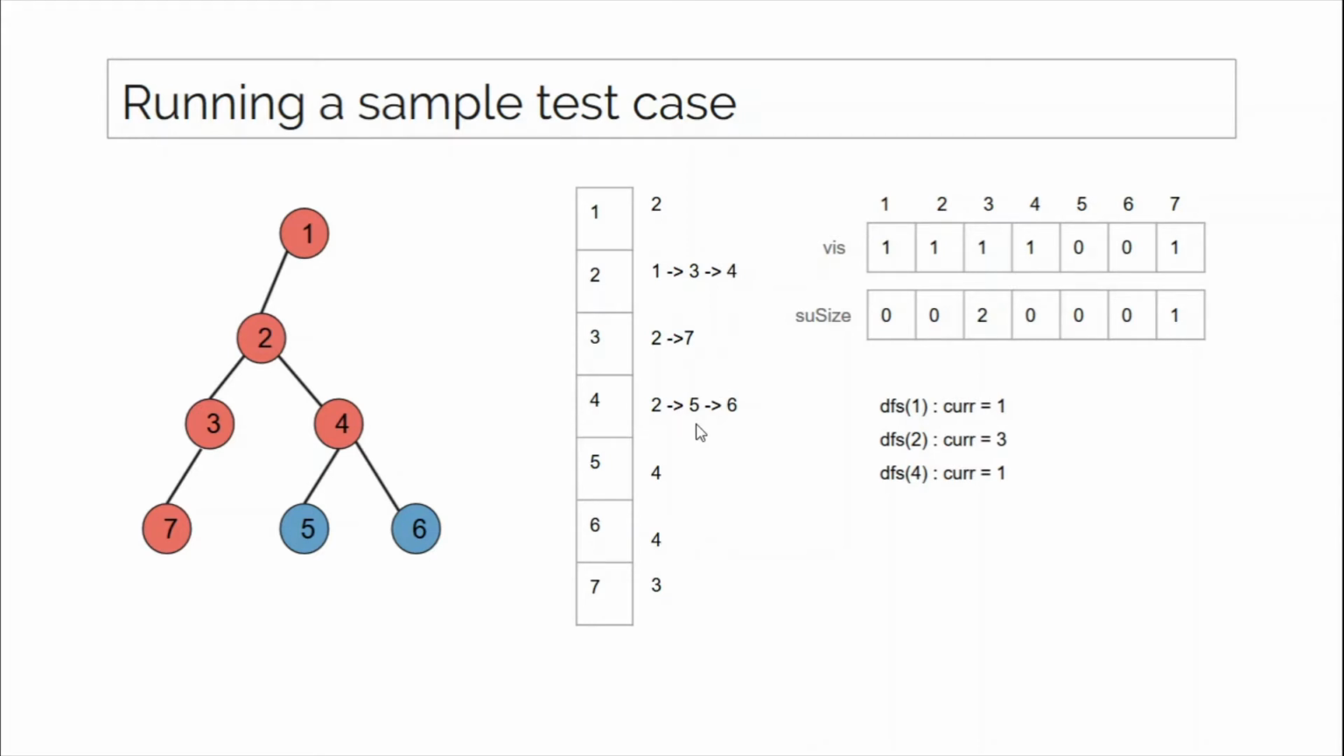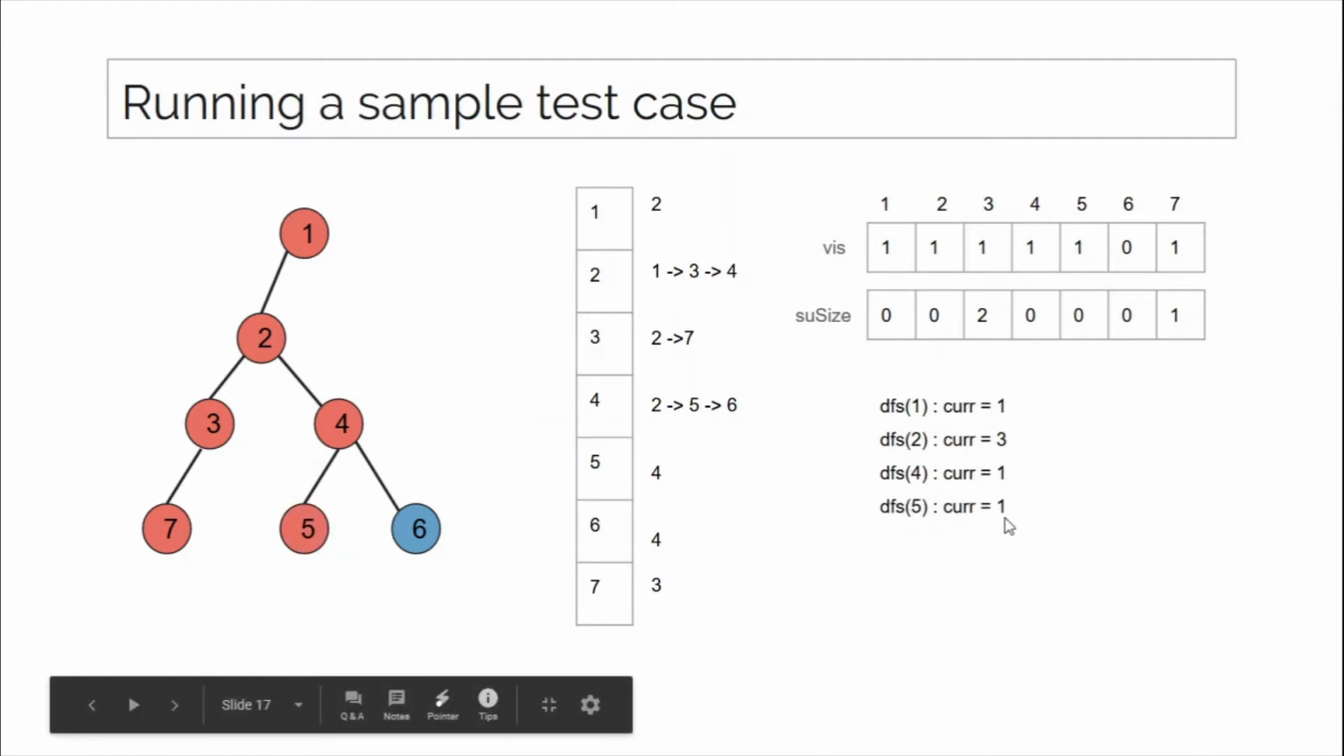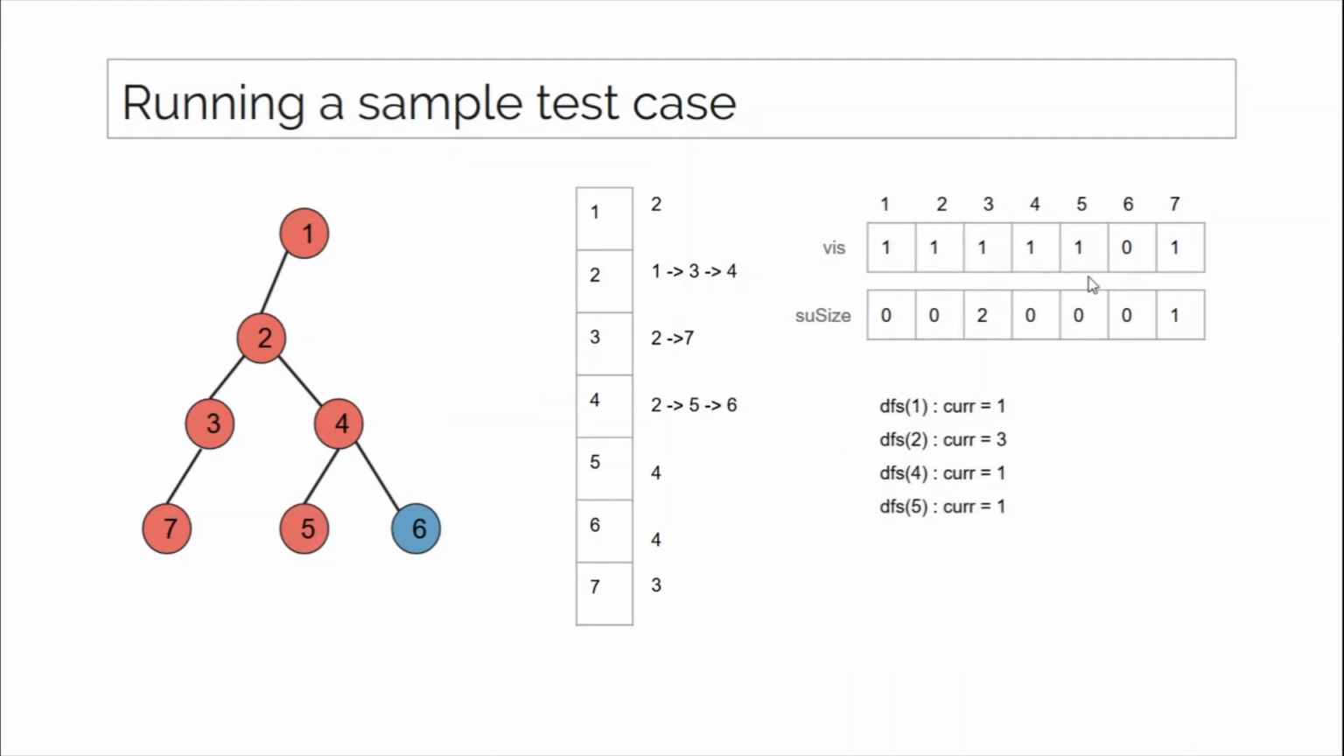Then node 5 is not visited, so we would make a DFS call to node 5. Its current would be initialized by 1, and 5 would be visited. In the adjacency list of 5 there is only 4, and 4 is already visited. So after completing the execution of the adjacency list of node 5, this must be the subtree size of node 5. So we would update the subtree size of node 5 to be 1, and then we would return 1 to node 4. So node 4 would update its current, and then in the adjacency list of node 4 there is 6. So we would make a DFS call to node 6.